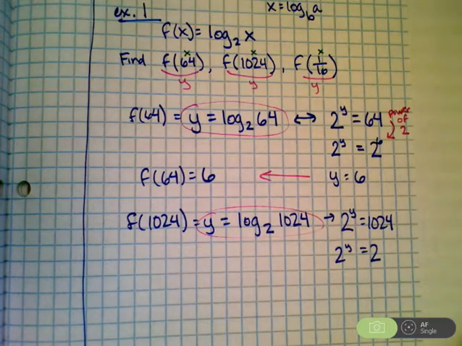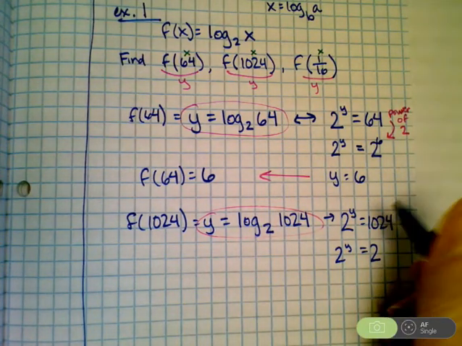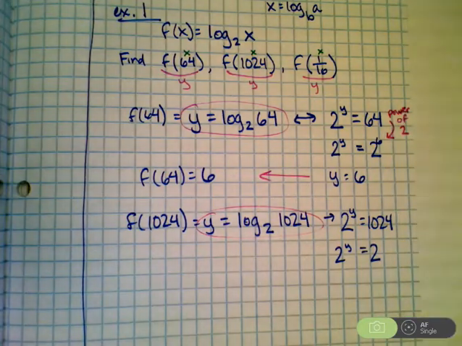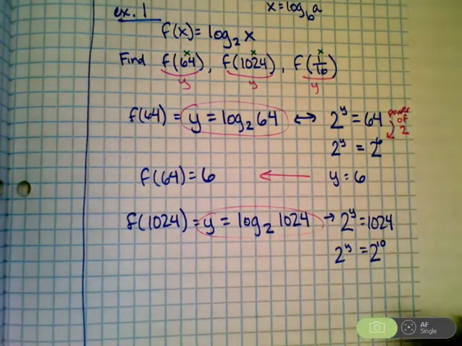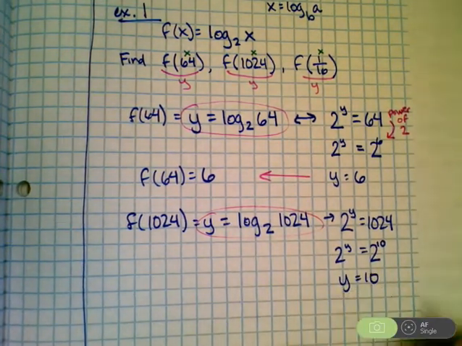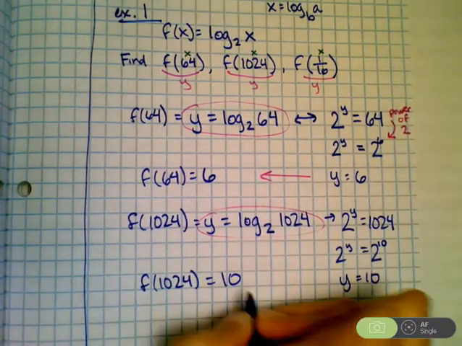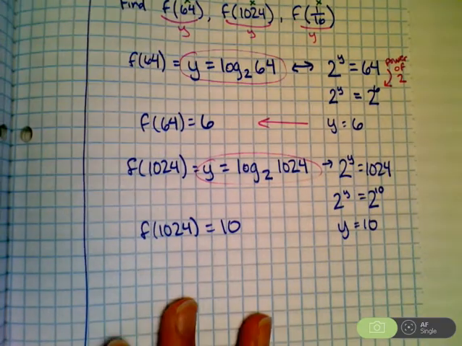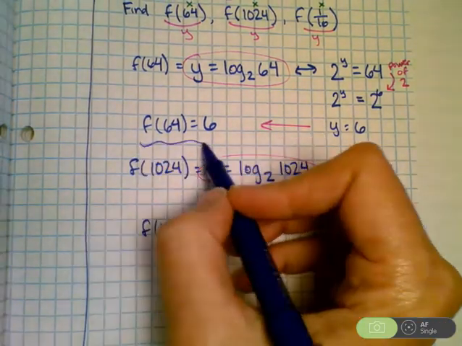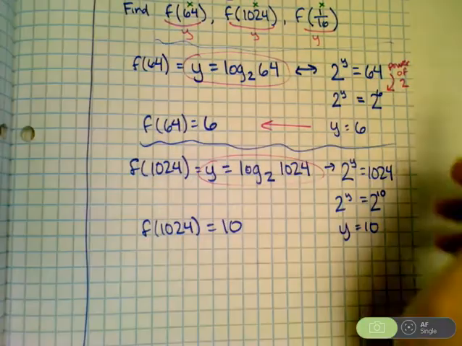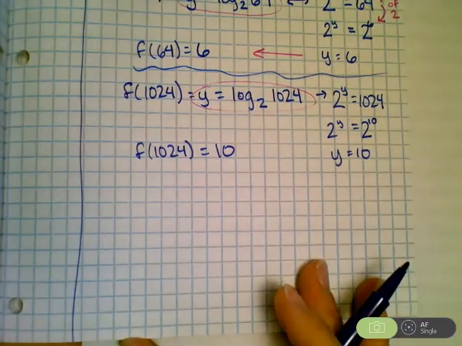Look it up on your table if you need to, or try some powers of 2 on your calculator. It's got to be more than 6 because 2 to the 6th was 64, and it's actually 10. So y equals 10, which means f of 1024 is equal to 10. It's so helpful with these to have that exponent table out; it helps us find the answers more quickly and easily.